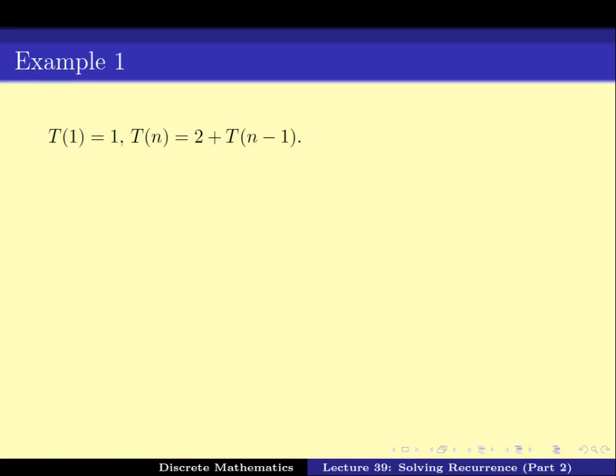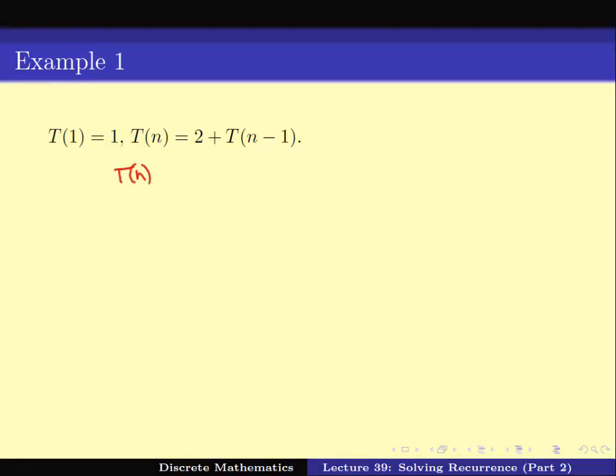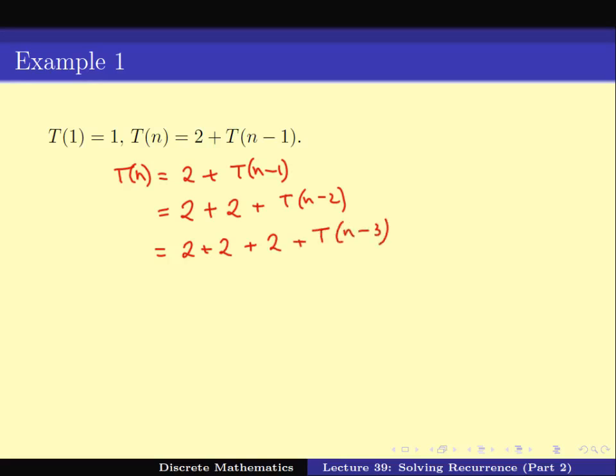Say t1 equals 1 and tn equals 2 plus tn minus 1. So let's write down here: tn equals 2 plus tn minus 1. Now what is tn minus 1? I can recursively open it up. So tn minus 1 is 2 plus tn minus 2. Let's write down once again: 3 plus tn minus 3. Let's write down once again: plus 2 plus tn minus 4.